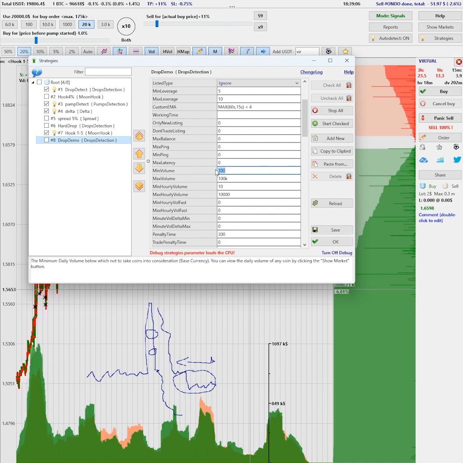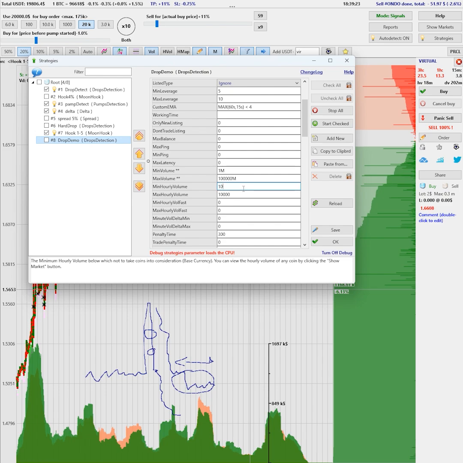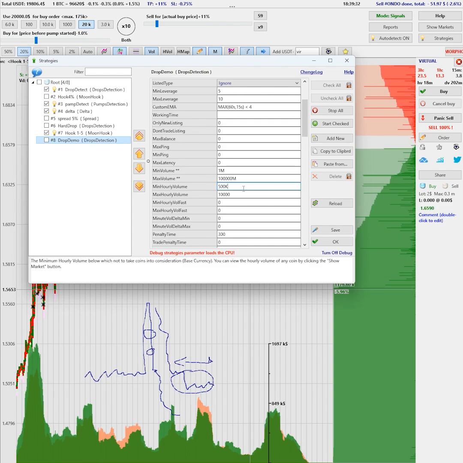Okay, so for example, a good start would be something like 1 mil minimum, and then let's say lots of mil maximum, right? Because the maximum doesn't really matter, but again, that depends on your strategy. Minimum hourly volume. This is for an hour, I would say you want to have at least 500k in hourly volume. Maximum does not matter.